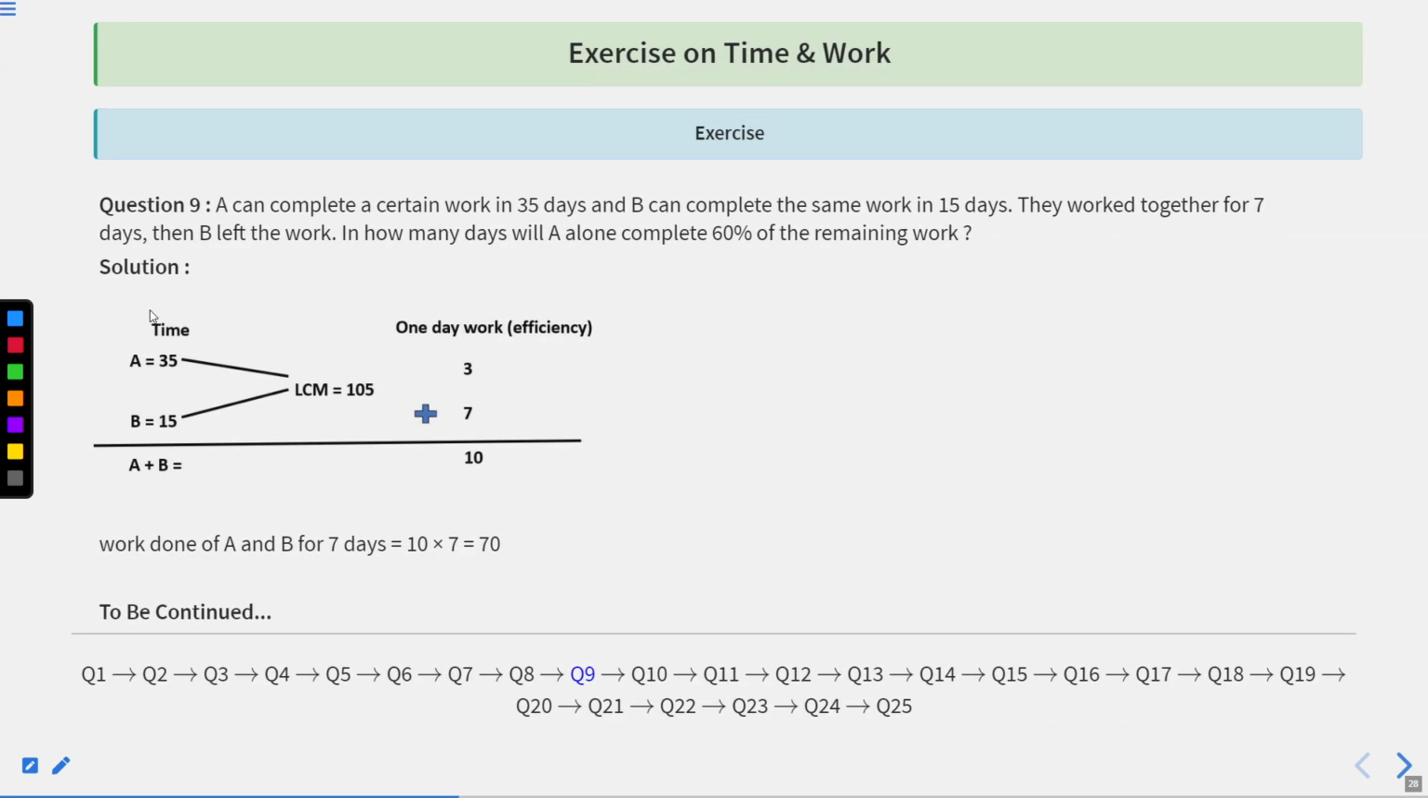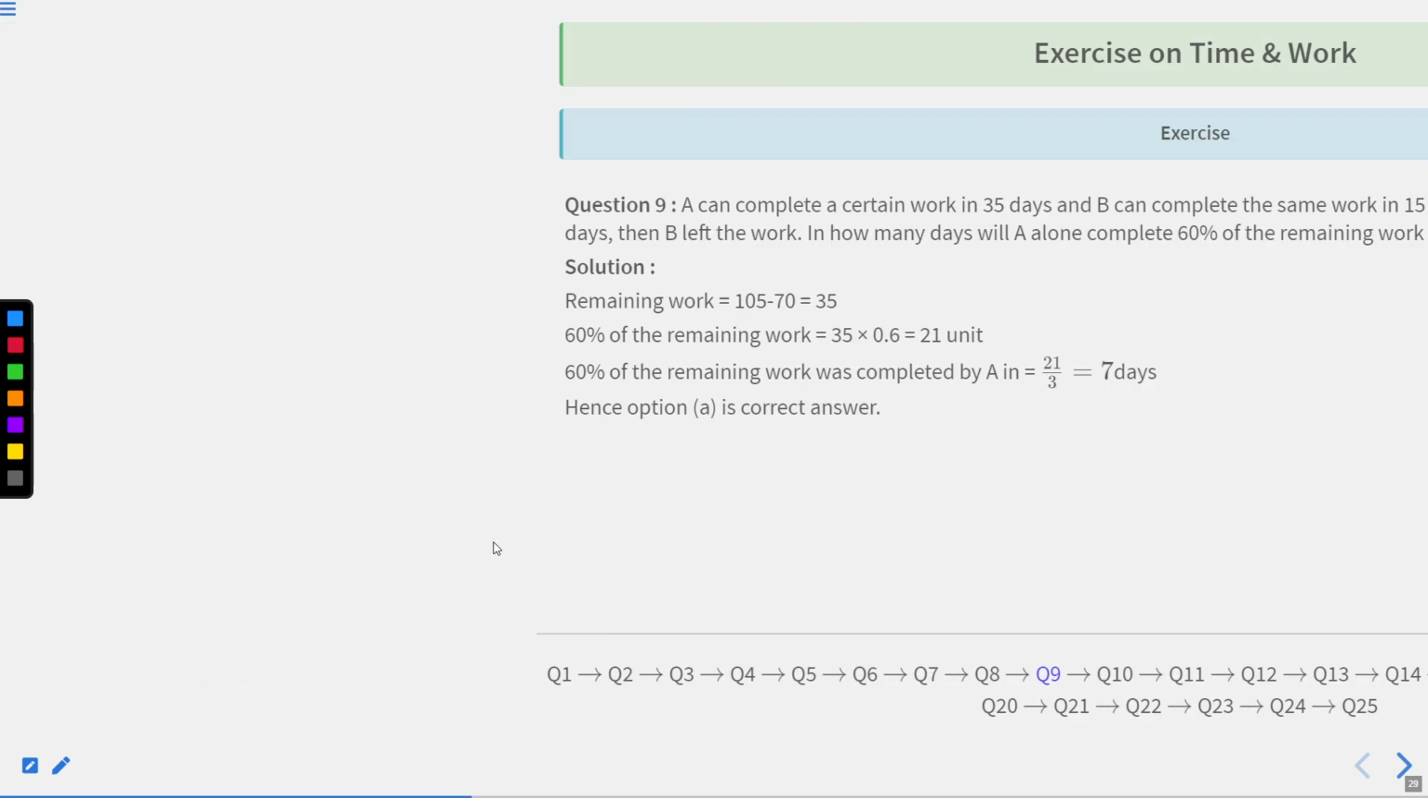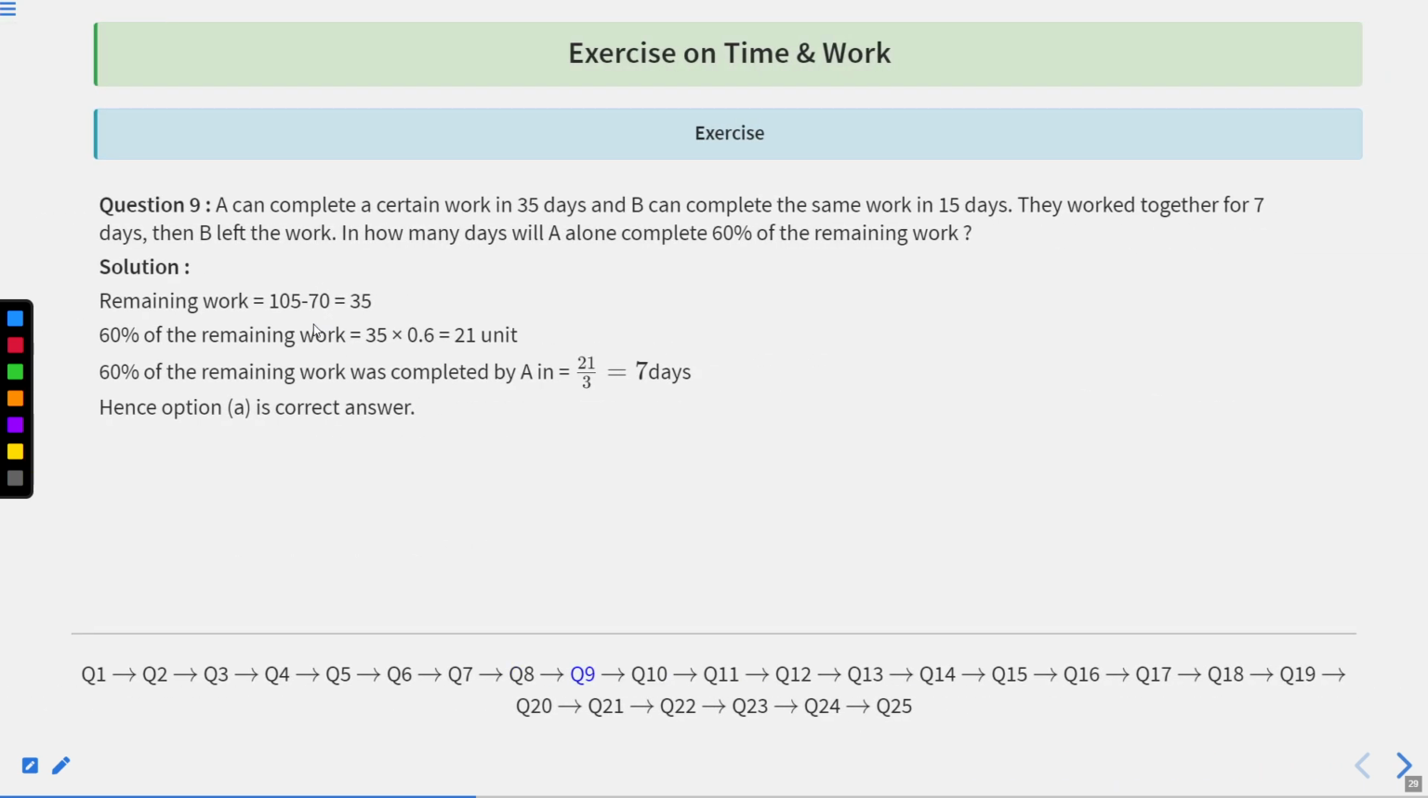So, A takes 35 days, B takes 15 days. So the LCM is 105. So the 1 day work done by A is 3, 1 day work done by B is 7. So combined, they are going to do 10 units of work each day. So work done by A and B for 7 days is 10 times 7, that is 70. Correct? So the remaining work is 105 minus 70, that is 35 units of work.